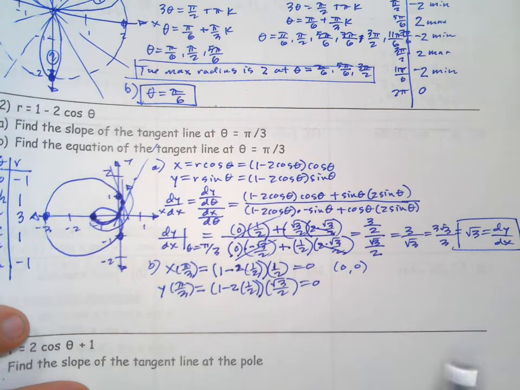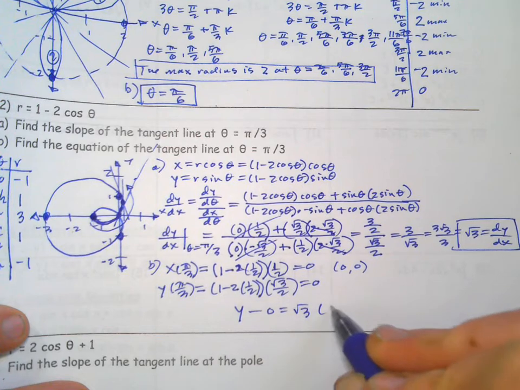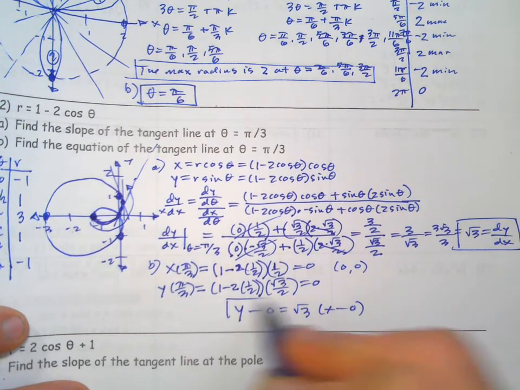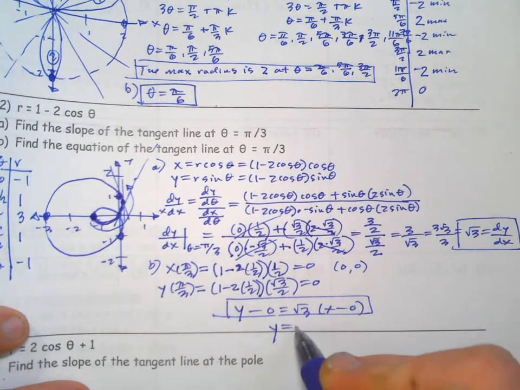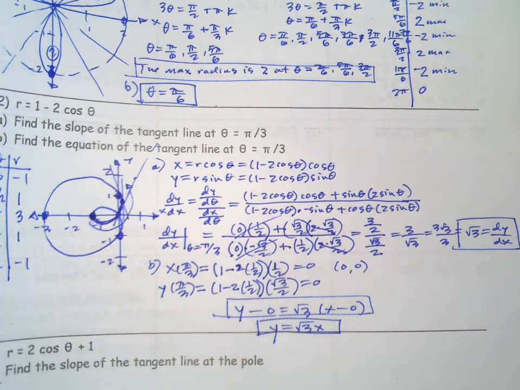So the equation of the tangent line is going to be y minus 0 equals root 3 times x minus 0. I mean, you could write in point slope form if you want, but you could easily write it in slope intercept. So kind of interesting. Okay.